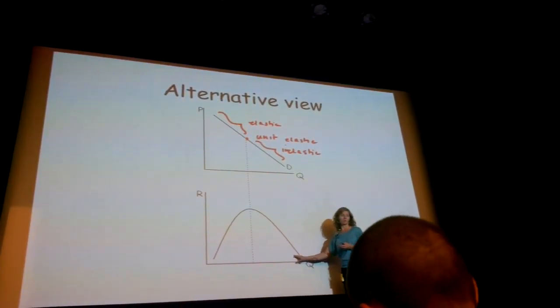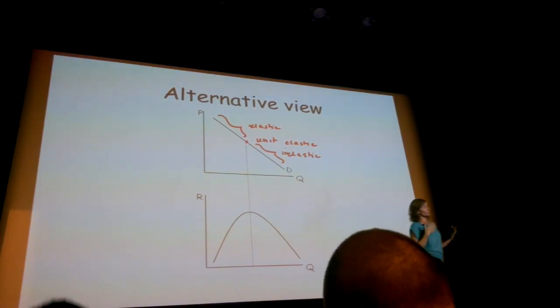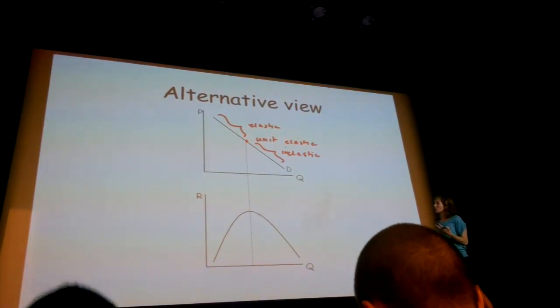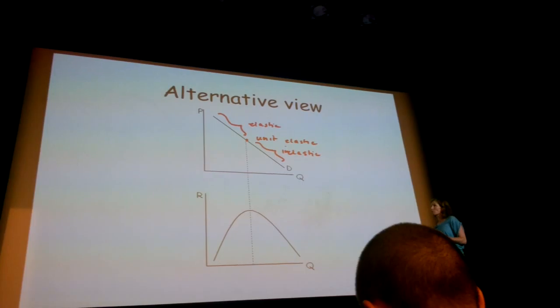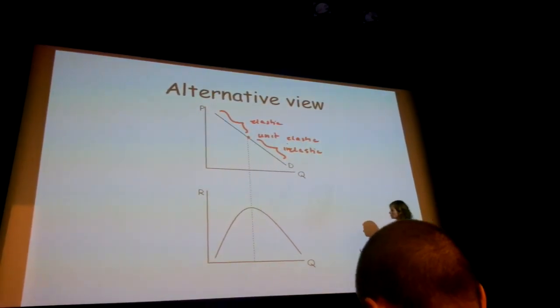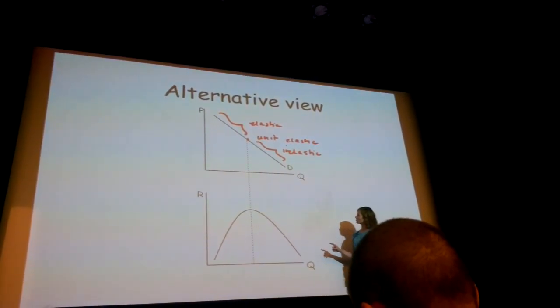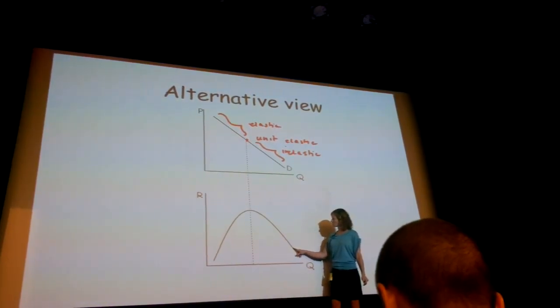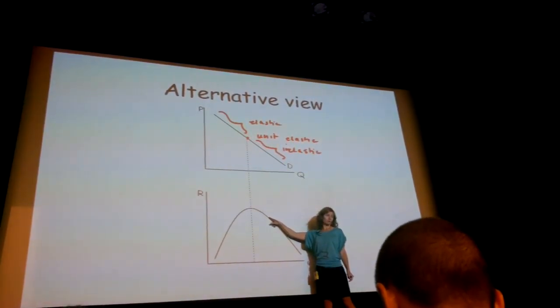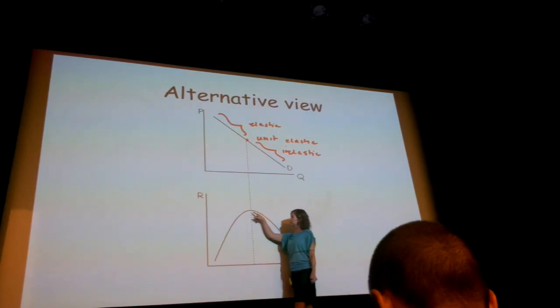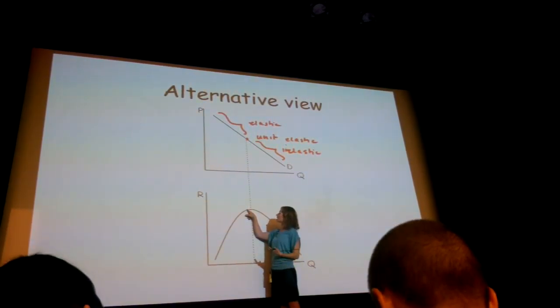And we can also state all of this conversely. So far I've been stating all of this in terms of prices falling, but you can also say that when you're on the inelastic portion of the demand curve, as price increases, revenue increases. Or similarly, as price increases along the elastic portion, revenue will decrease.